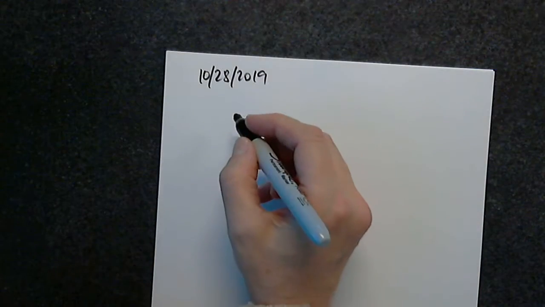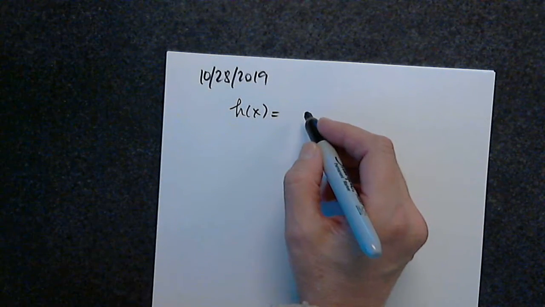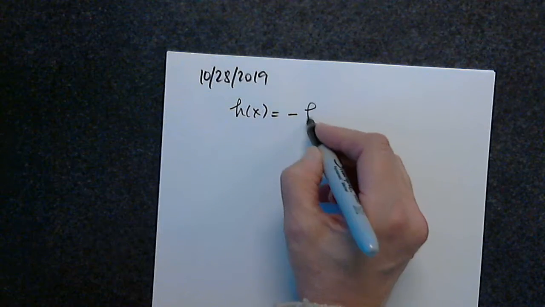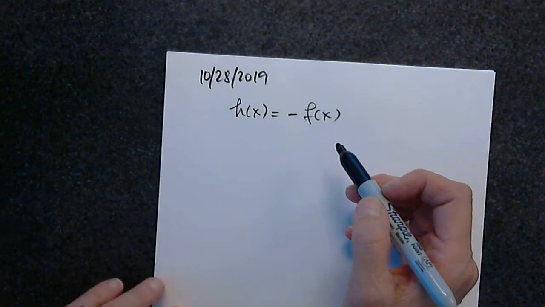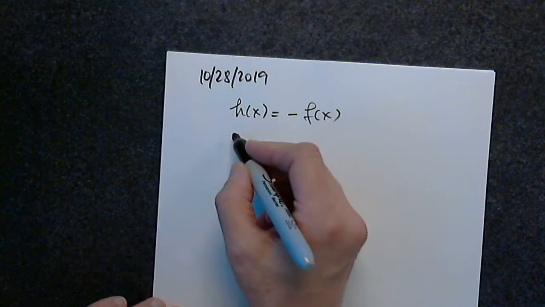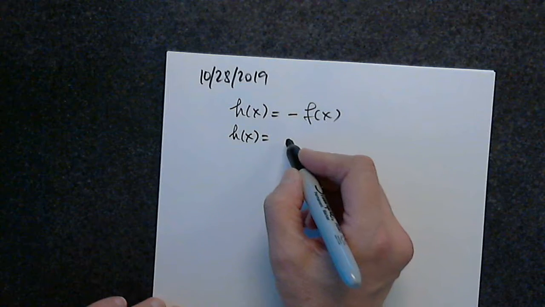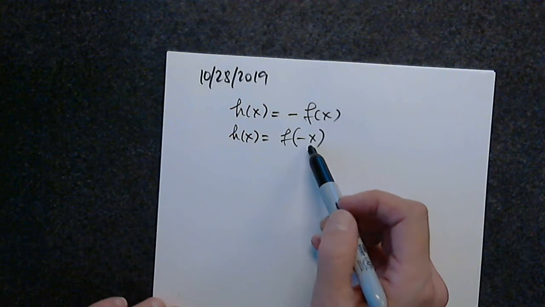So let me write them again. You said h of x equals minus f of x. Okay, and according to the source I have, that's a reflection over the x-axis. Correct. And then the second example, h of x equals f of minus x, and that's a reflection over the y-axis.